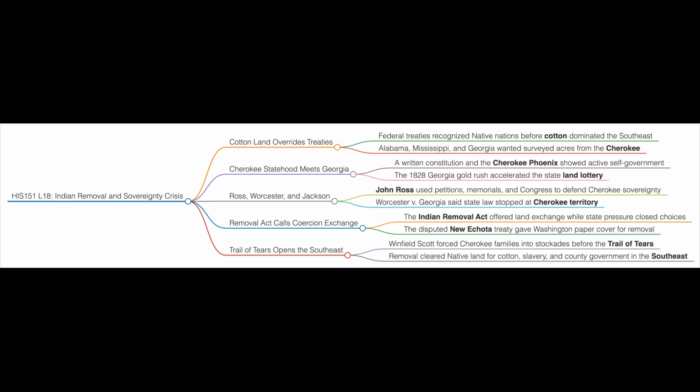This lecture focuses on Indian removal, treaty law, and the sovereignty crisis of the Jacksonian era. The core question is this: what does treaty law mean when a government recognizes native sovereignty only until land hunger overwhelms it? The core competency is to discuss the patterns of westward migration and the range of responses from native peoples.